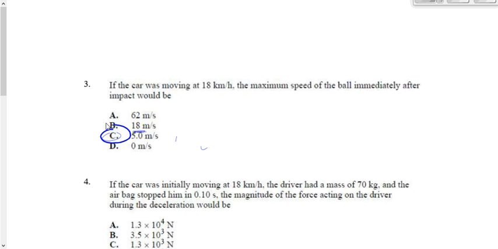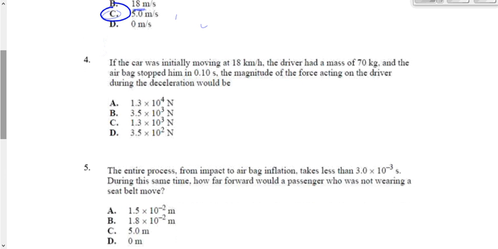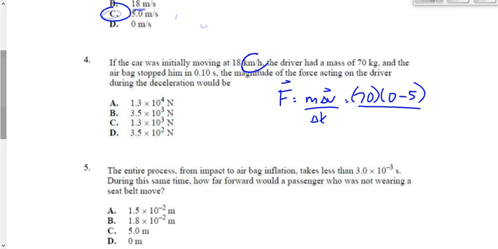4, a question real similar to number 2 with different data here. The car was initially moving at 18 kilometers per hour. The driver had a mass of 70. The airbag stopped him in 0.1 seconds. What's the magnitude of the force? F times delta T equals M times delta V. Mass 70, delta V is 0 minus 5, because we've got to be in meters per second here, right? Divided by the time of 0.1. And I believe that one was 3,500. 3.5 times 10 to the 3.